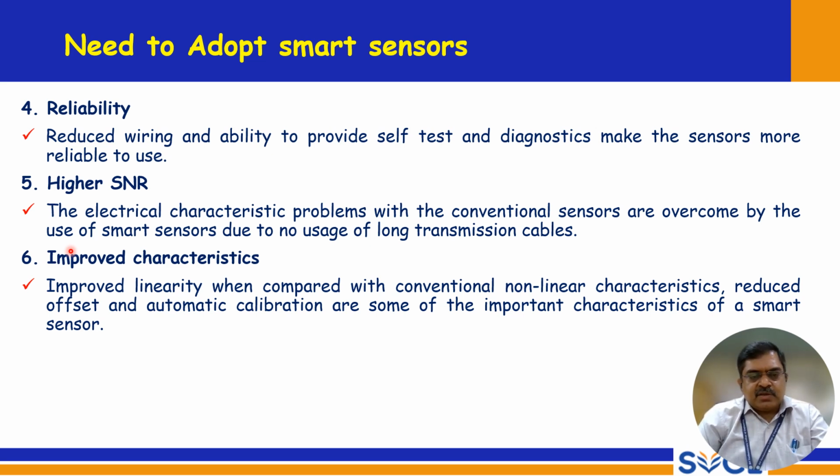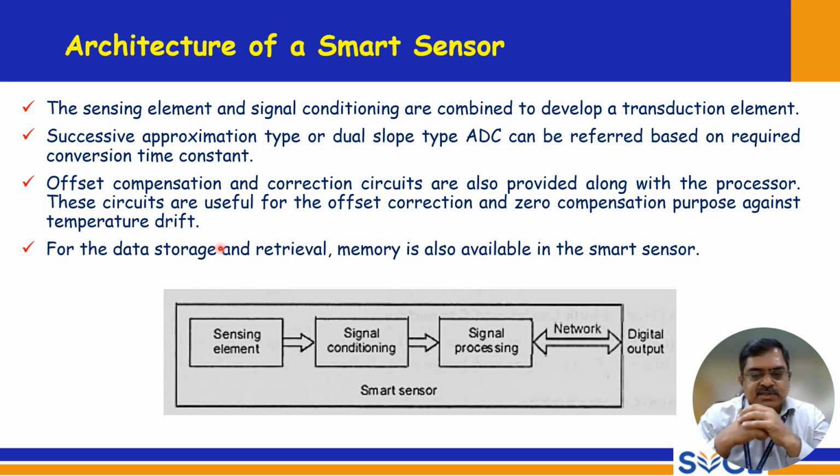Improved linearity when compared with conventional nonlinear characteristics. Reduced offset and automatic calibration are some of the important characteristics of smart sensors. Architecture: a simple architecture and a detailed architecture I will show you in the next slide. A sensing element and a signal conditioning are combined to develop the transduction element. So a sensor plus signal conditioner is normally a transducer.